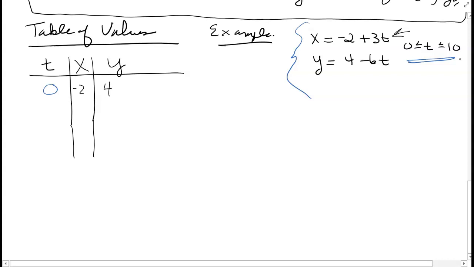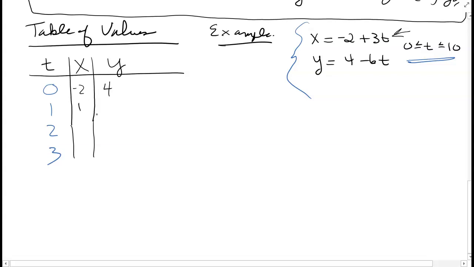Now, we start at 0. We don't need to go all the way up to 10. We know we're getting a linear here because nothing is squared. There's no trig functions. If your two parametrics are linear, then when they come together, they're going to make a linear. So what we can do is just do a couple points. Let's do 1, 2, 3. We'll do a few points real quick. And let's just quickly get some values. Now I need x being 1. So that's -2 plus 3 is 1.